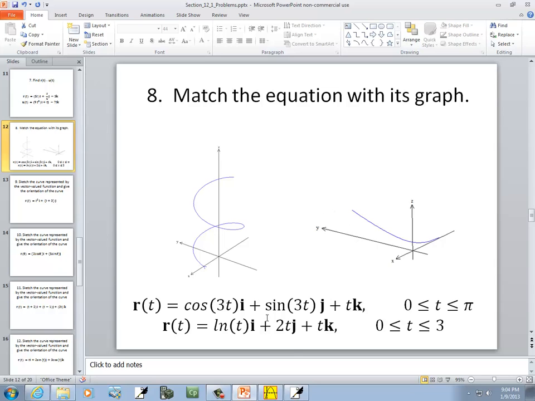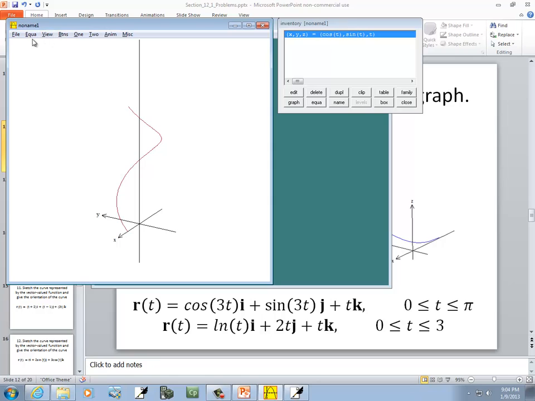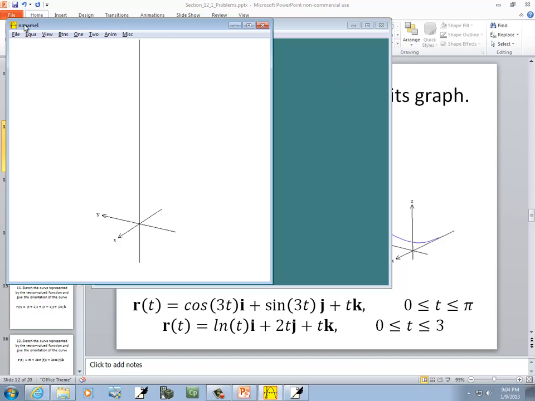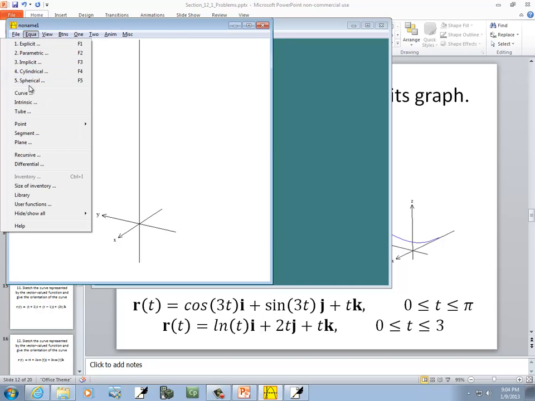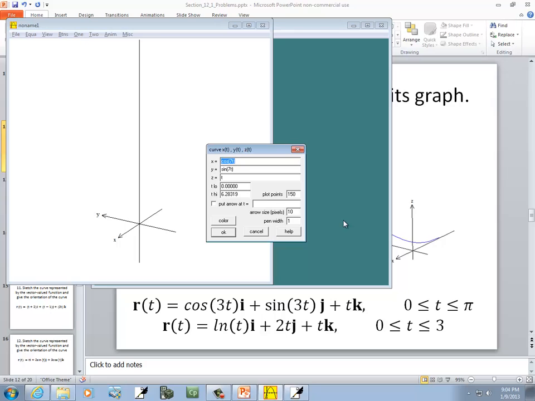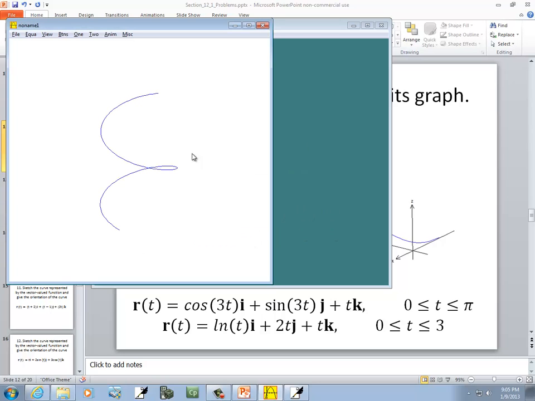But let's pretend I don't see that. Let's graph these on our utility. Let's see. I'm going to do equation, do a curve. And I'm going to type in cosine 3t, and here I'll put in sine 3t. I know this is kind of small and you can't see it. But the x equals is cosine 3t, the y equals is sine 3t, and the z is equal to t. This one says t low, and I'll put in 0. And the t high is pi, so I'll put in pi. And then I'll click OK.